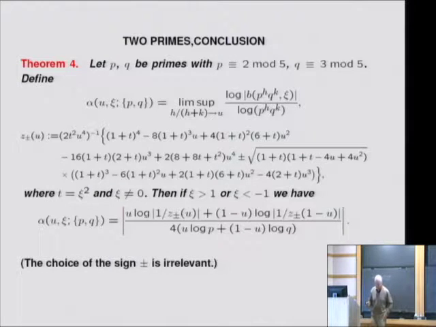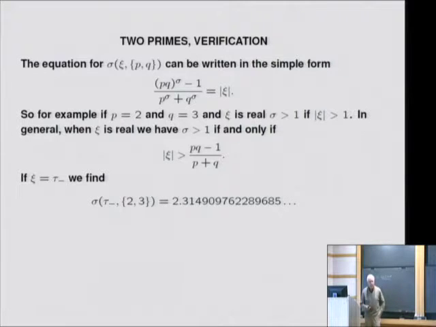Now, I want to show you what happens. First, the verification of the formula, because it may be suspicious that some mistake has been made when you handle things without knowing what comes out. So the equation for sigma, for the real part in this case of zeros, say p equal 2, q equal 3, and if you take tau minus, you get sigma is 2.314909762222 and so on. If you remember that picture, there was a zero located at 2.314 and something, in that vicinity already. Okay, so this is what comes from the direct formula.